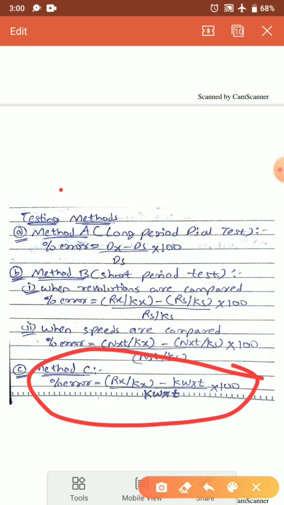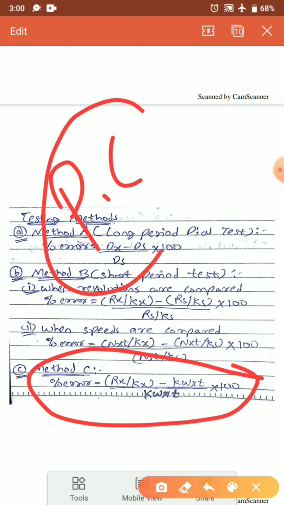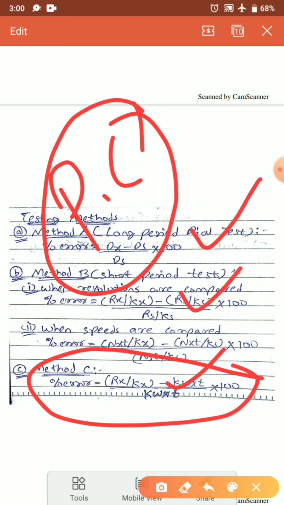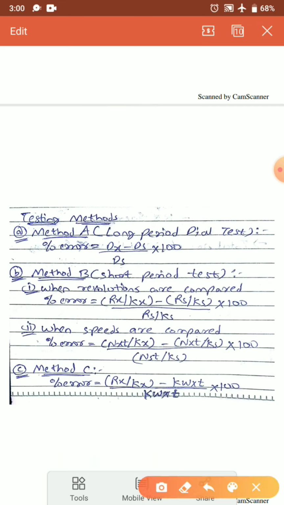Now before conducting any of these tests on the energy meter, one thing that we have to ensure is that the potential coil should be energized for at least an hour, so that self-heating effects can be minimized. This has to be ensured whether it is method A, B or C: the pressure coil should be energized for at least 1 hour, so that self-heating effects can be minimized.